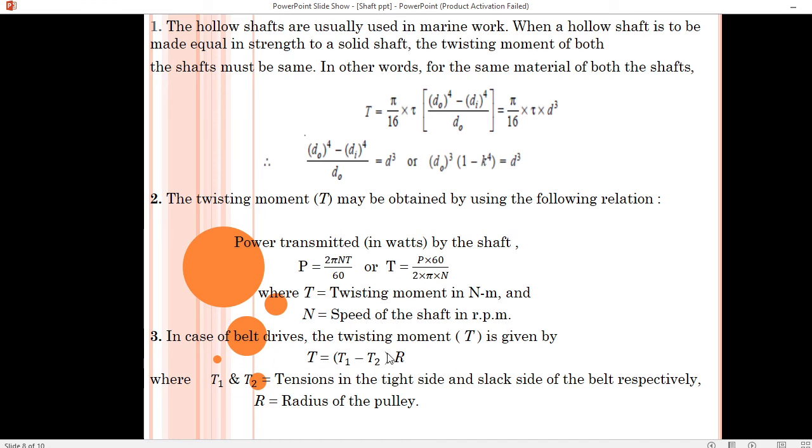Next, in case of a belt drive, T is equal to T1 minus T2 into R. T1 and T2 are the tension in the tight and slack side of the belt respectively, and R is the radius of the pulley.